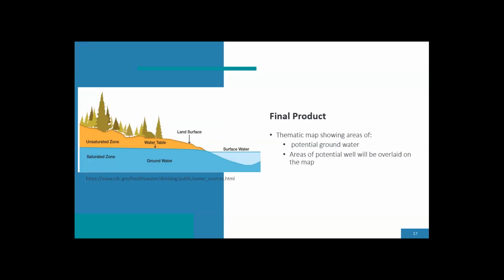Final product, as discussed, I will have 2 maps created, one of the groundwater potential of high probability to low probability to have groundwater. A second map will also be created by removing areas that could potentially be contaminated, such as near agriculture, from my well sites.